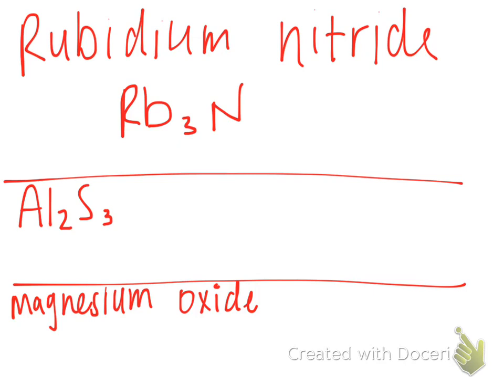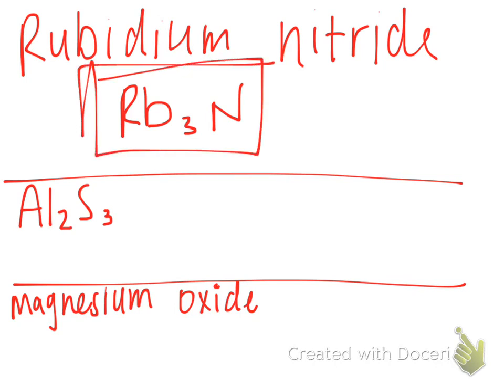Rb3N. Raise your hand if you agree. That's what you had. Perfect. Rubidium is a +1. Nitride is a -3. So if we balance charges, we need 3 rubidiums to balance that charge, or we can crisscross down. Perfect. Next one, written name.